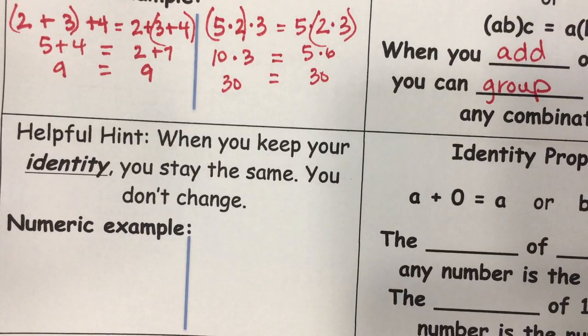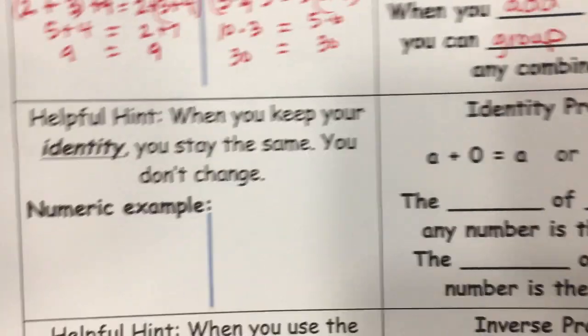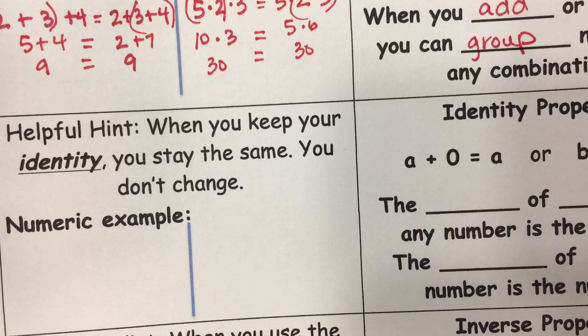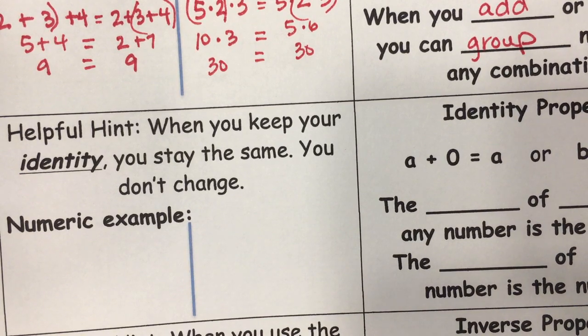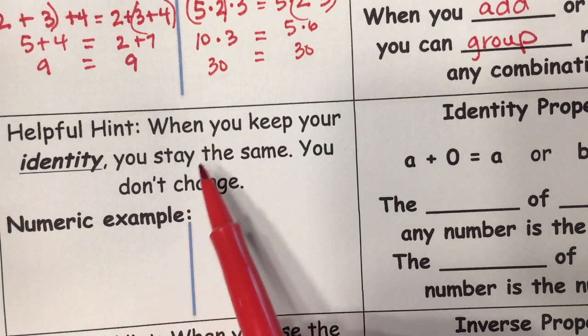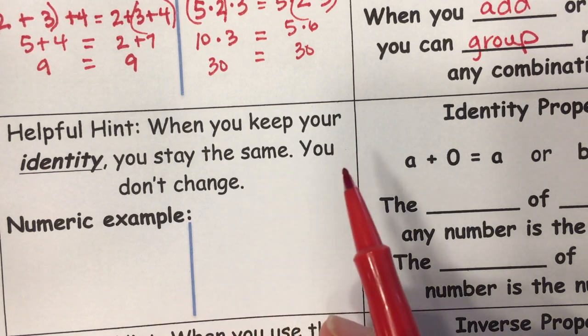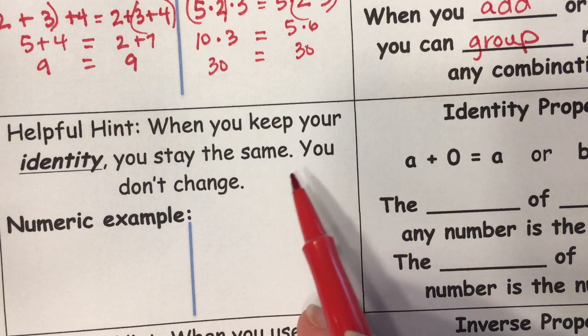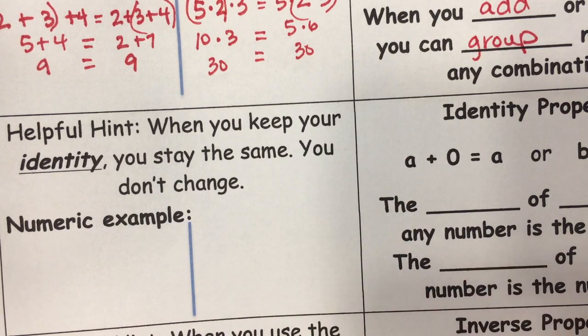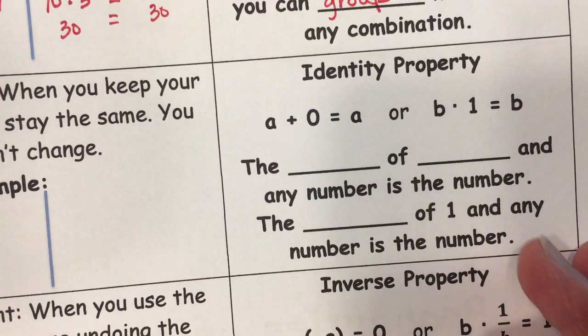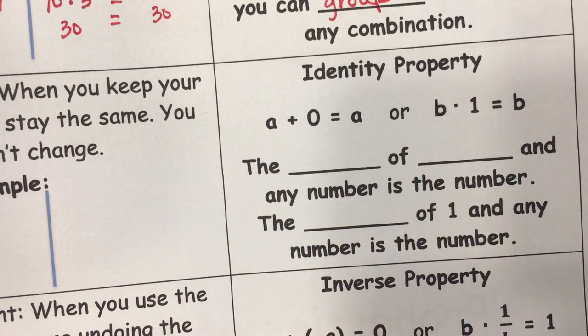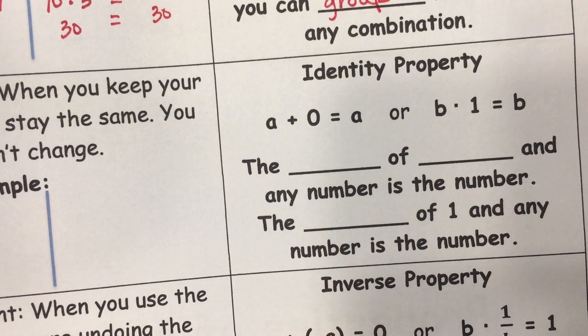All right, look at the identity property. When you hear the word identity or identical, if you think about identical twins, what makes them identical twins? They look alike. So think of when you keep your identity, you stay the same. Or when you have an identical twin, you have someone that looks at least as much like you as they can. Okay, you don't change, you're the same. So the identity property is talking about what you add or multiply by that keeps the number the same.